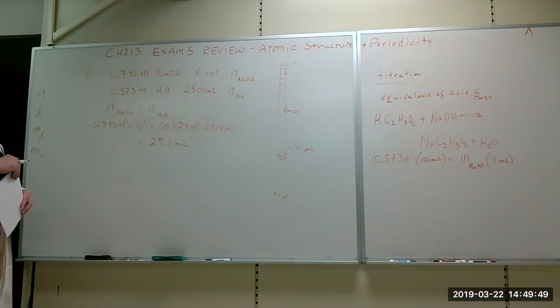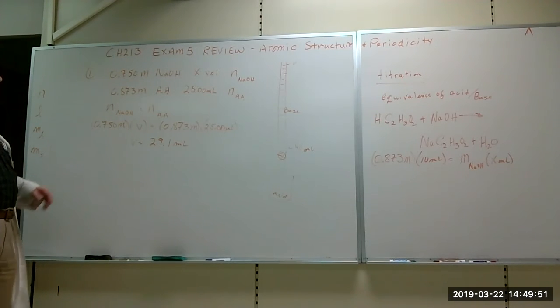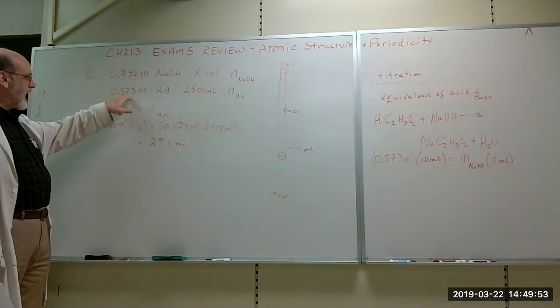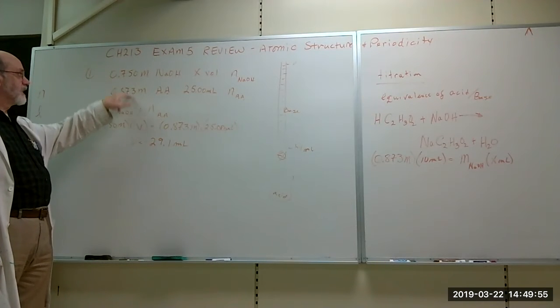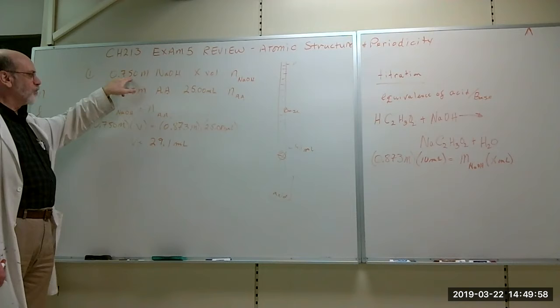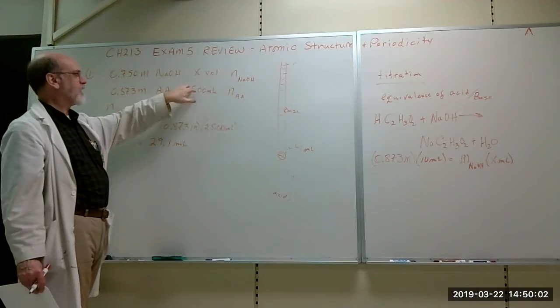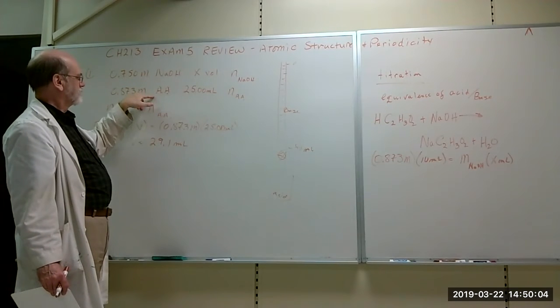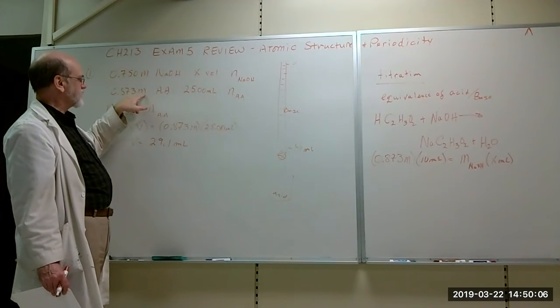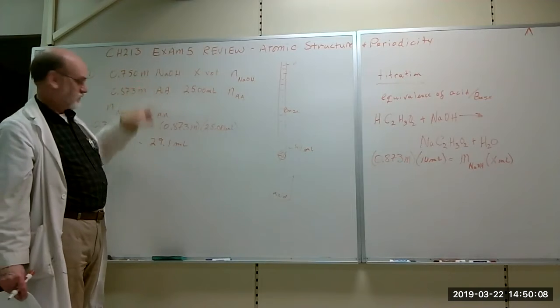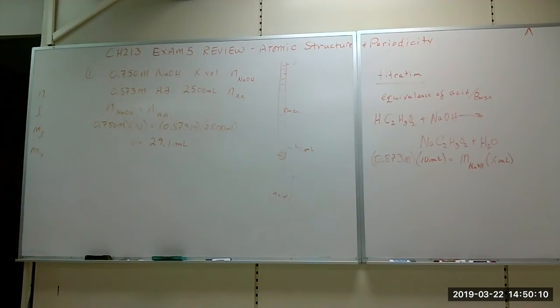So let's see if that makes sense. Right? If the acid is more concentrated than the base, it should take more base to react with the acid. So it should take more than 25 milliliters of this to make the same moles. Right? And it does, 29.1.